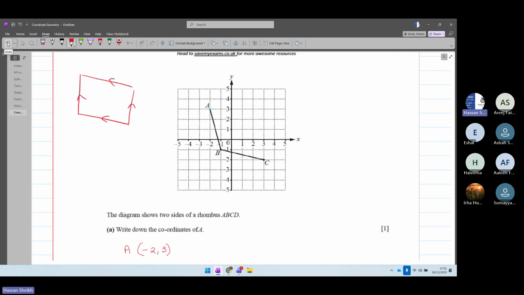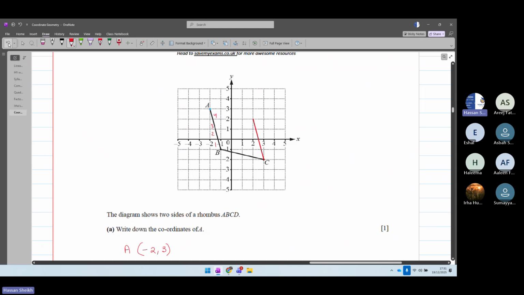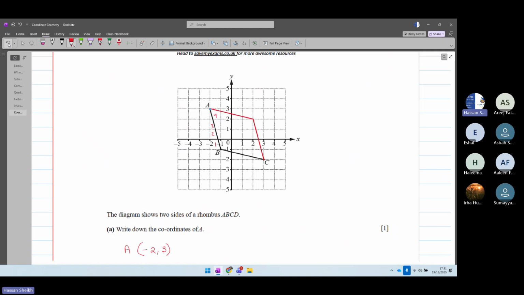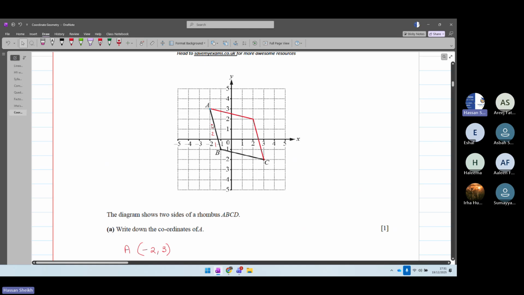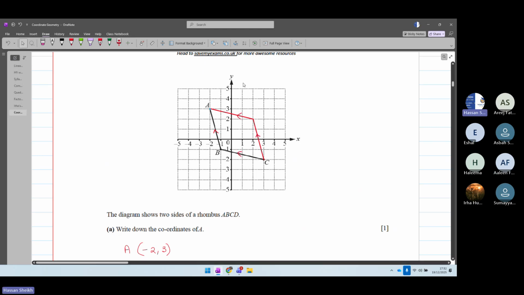So they want us to draw the rhombus. Obviously, to draw the rhombus, there must be two other sides, because a rhombus is a quadrilateral with opposite sides parallel. That's how it looks like. Do you agree that the two red lines that I have added here make this a rhombus? Done. Write down the coordinates of A.